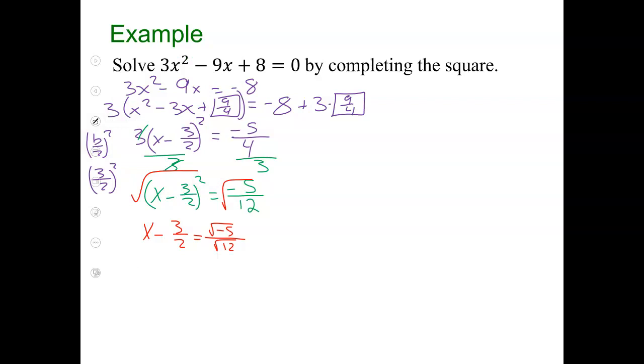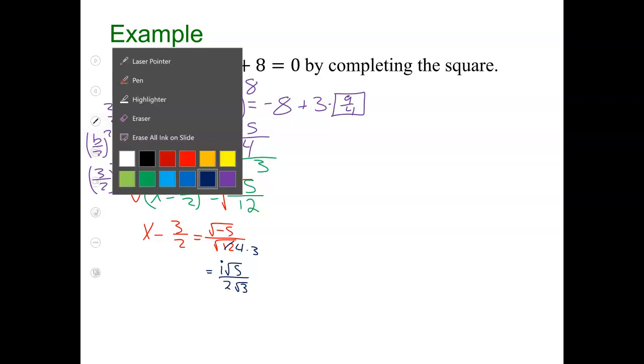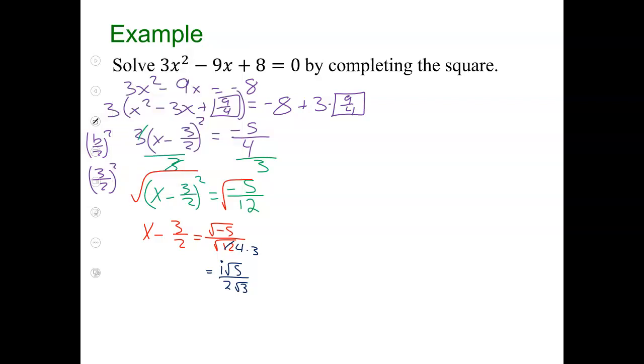Square root of negative 5 is i square root of 5, and you get rid of that negative inside the radical. Square root of negative 1 gives me i. Square root of 12 factors to be 4 and 3, so I get 2 square root of 3. We'll rationalize it in a minute. Actually, let's rationalize it now.